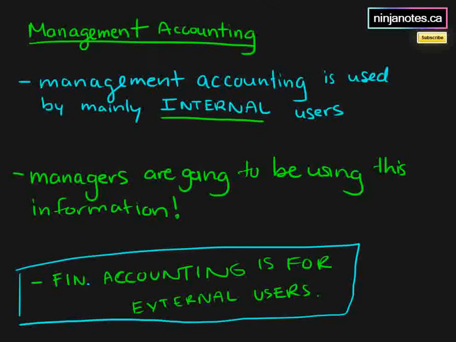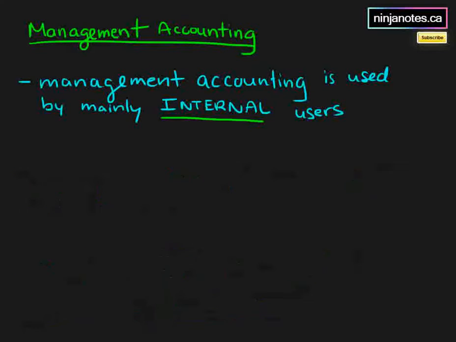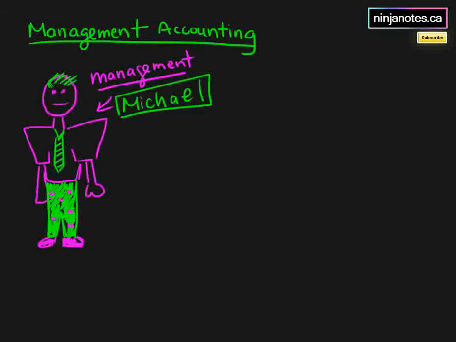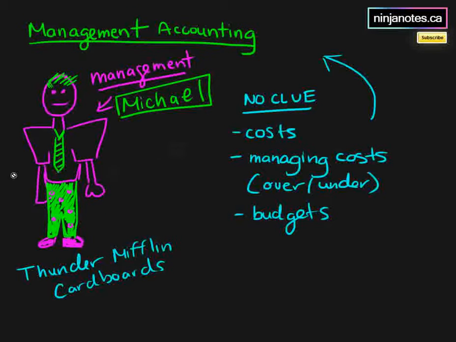To move on to how management accounting affects a business, I've come up with a character named Michael, who's a manager. He runs Thunder Mifflin Cardboards, and he has absolutely no clue what's going on within his company. He has no clue of the costs within his company. He doesn't record anything and doesn't know how to manage these costs. He can't tell if they are going over or under, and he never prepares budgets, which is a major problem.